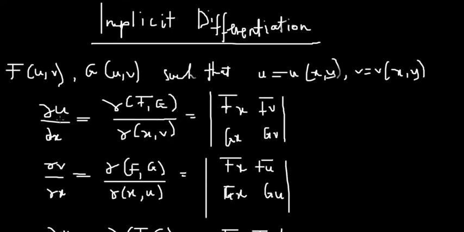Now this is what I mean. So we have the partial derivative of u with respect to x. From here, you know that we have the partial derivative of f, g divided by the partial derivative of x, v. You notice that these are f and these are g.